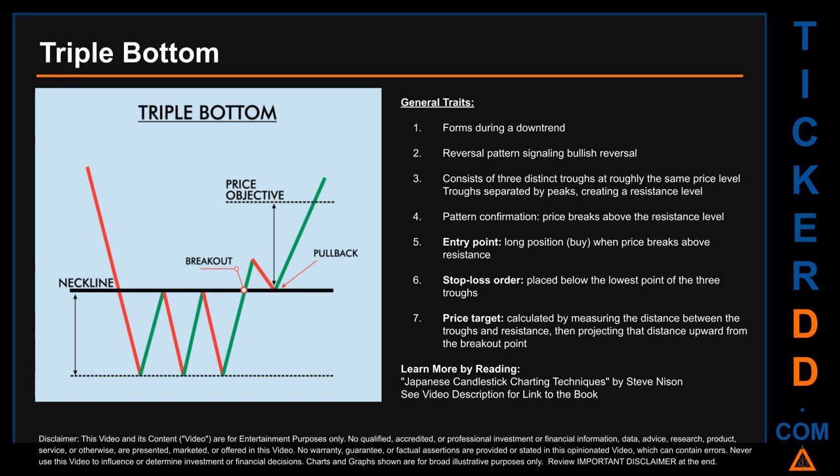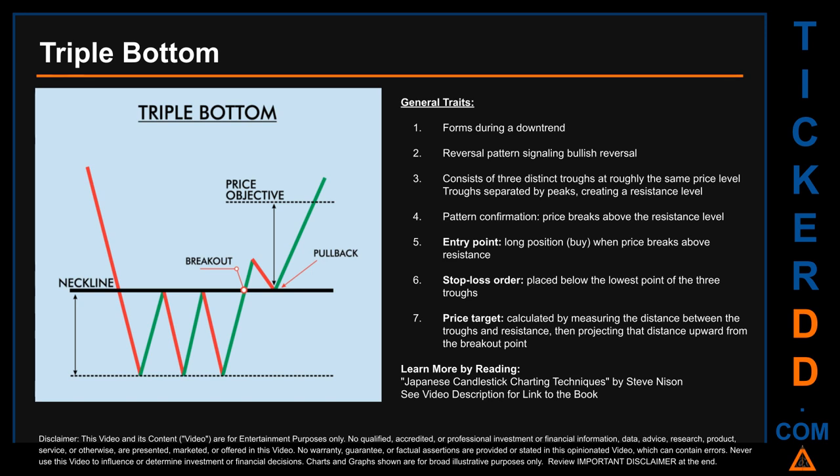In summary, a triple bottom is a chart pattern that indicates a potential bullish reversal after a downtrend. It is characterized by three distinct troughs, all occurring at roughly the same price level, and a horizontal resistance level connecting the peaks between the troughs. Traders use this pattern to identify potential buying opportunities when the price breaks out above the resistance level.